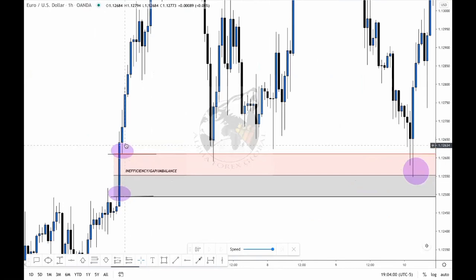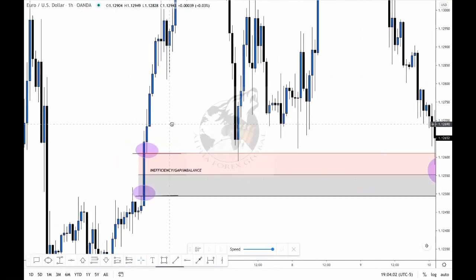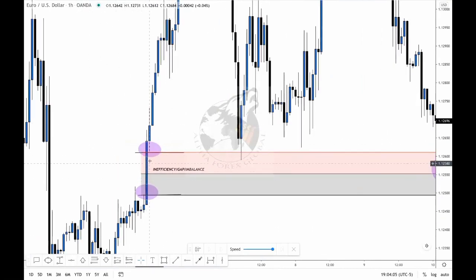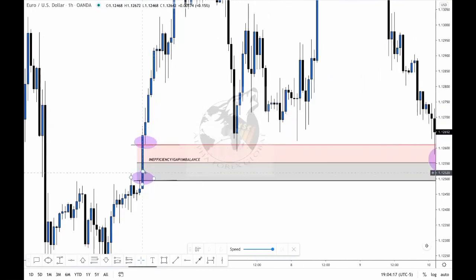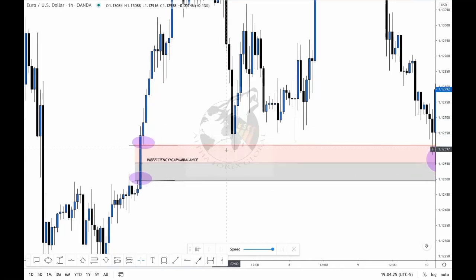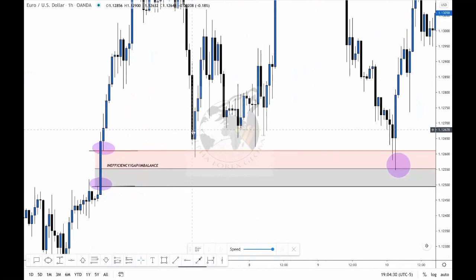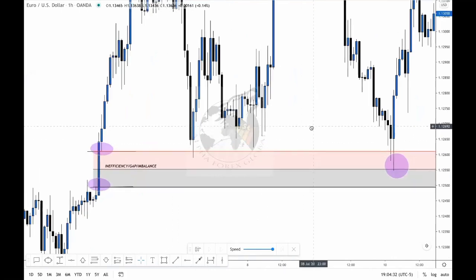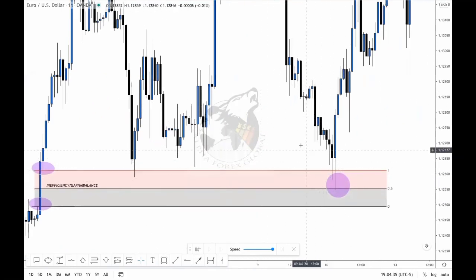For this inefficiency to be valid, you must have an aggressive candle that breaks structure. That is my rule. It must break structure. The more aggressive it is, the more valid it is, because there are more orders to be accounted for. There are more buyers than sellers, and the market needs to come back to even out, so it can be evenly distributed between buyers and sellers. That's why the market came back here and mitigated.